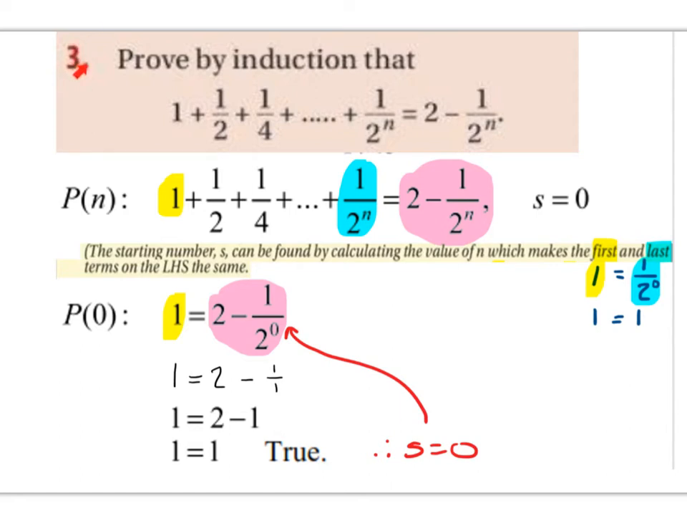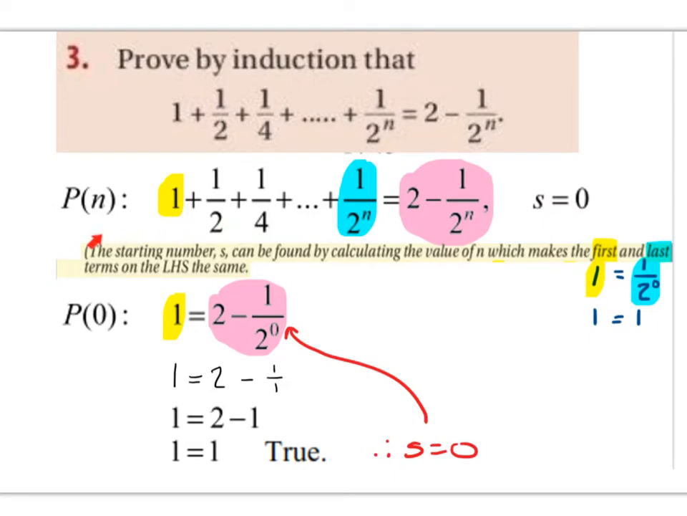Question 3. Prove by induction that 1 plus a half plus a quarter plus ... plus 1 over 2 to the power of n equals 2 minus 1 over 2 to the power of n. So P of n is 1 plus a half plus a quarter plus ... plus 1 over 2 to the power of n equals 2 minus 1 over 2 to the power of n. So s is going to end up being 0.